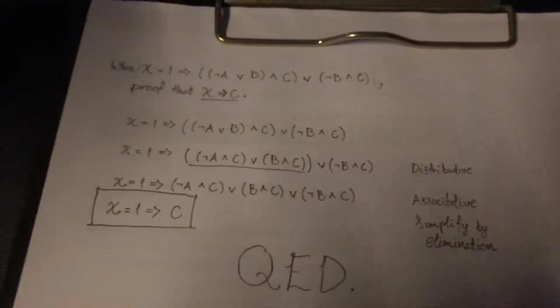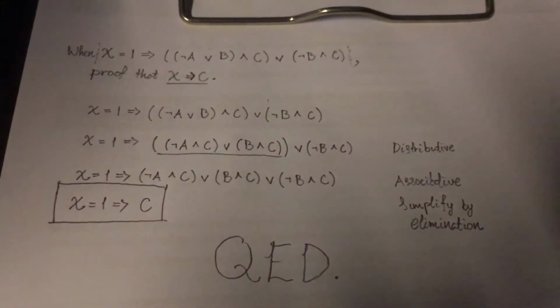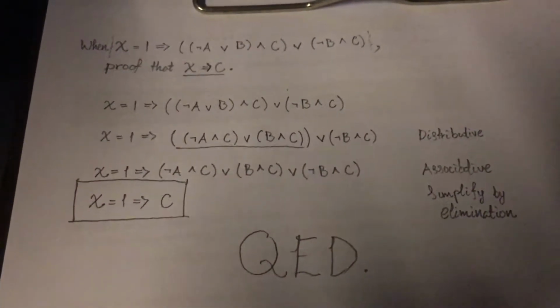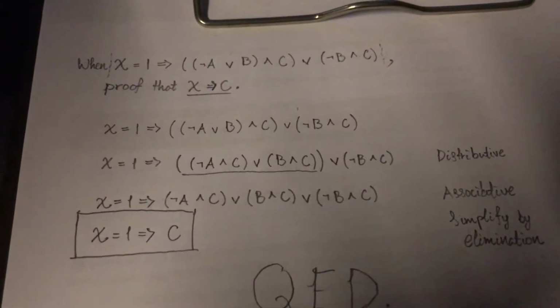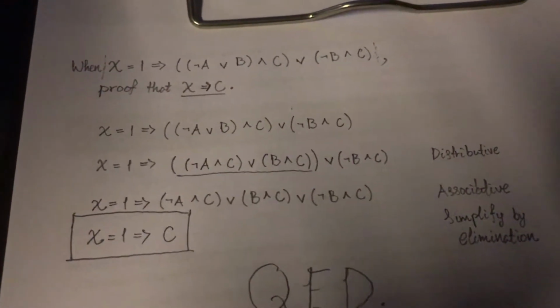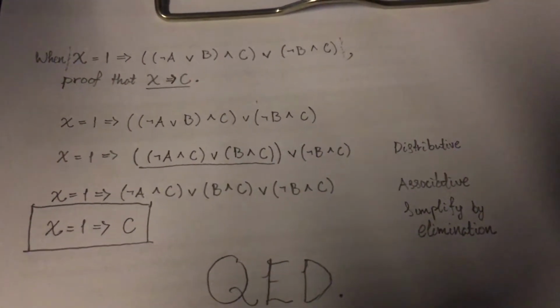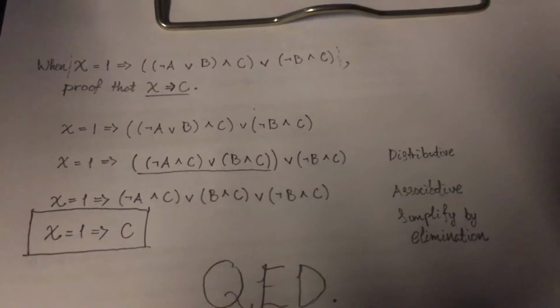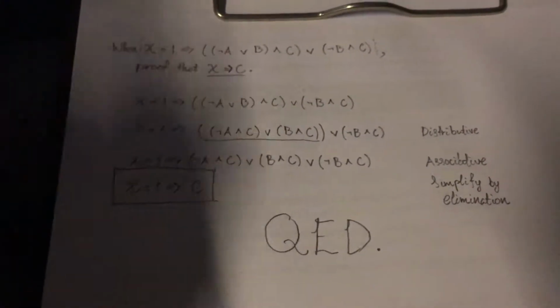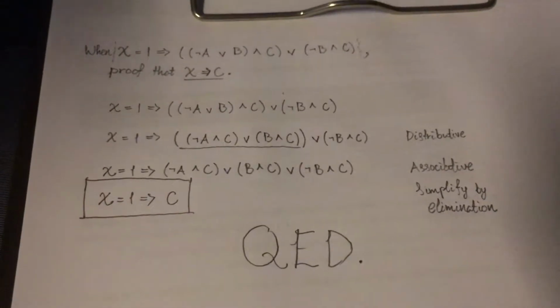Well, this is the proof. So it's the proof that that diagram is true. So let's read it out. X equals 1 implies that (not A or B) and C, or not B and C. So this is the first statement right here, and that is just the identical statement as the exam themselves.